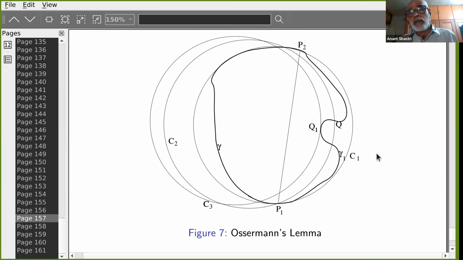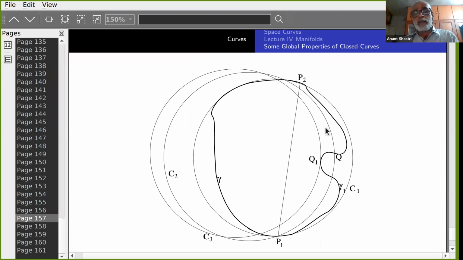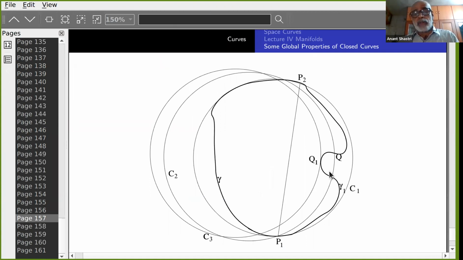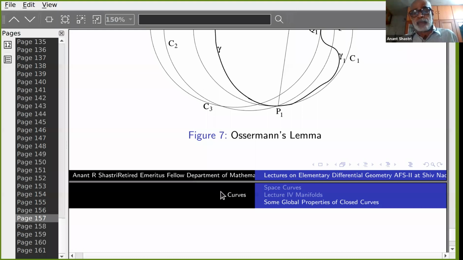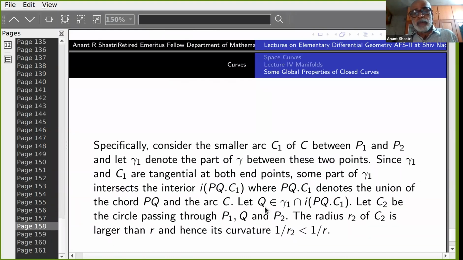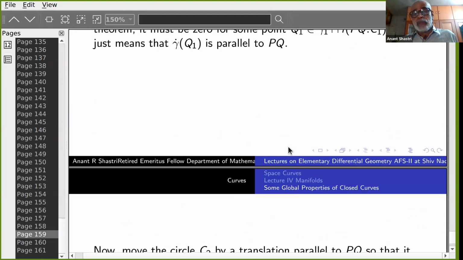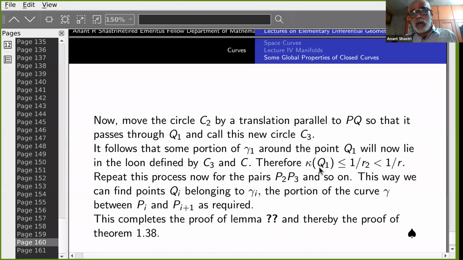Sorry, there are some typos and incompatibility between the notation here and what I have done here. So this PQ is actually P1, P2 everywhere. This Q is Q, correct. I have to do some corrections here. Okay, so that's a proof. So kappa at Q1 is less than 1 by R2, which is strictly less than 1 by R.